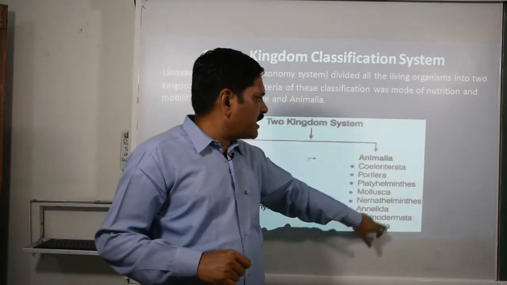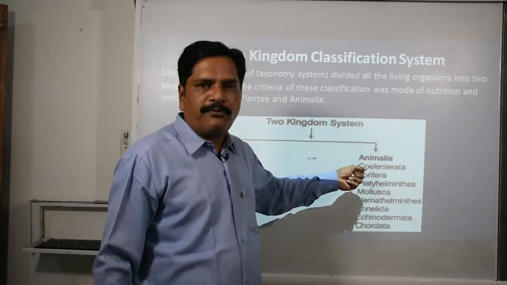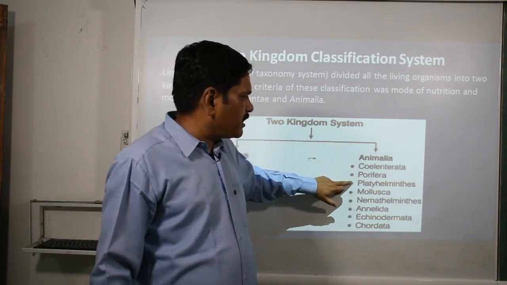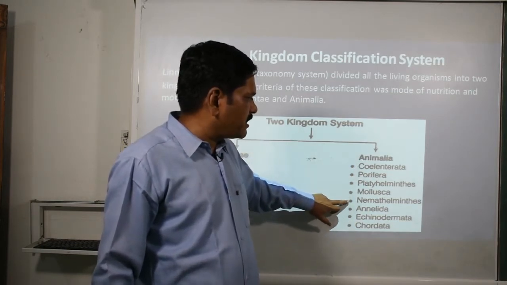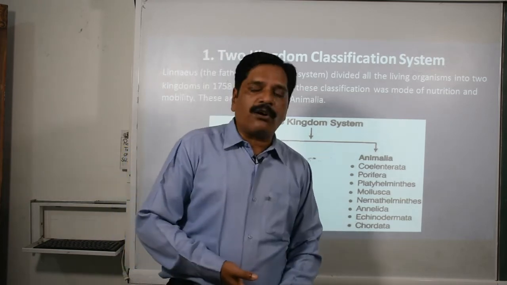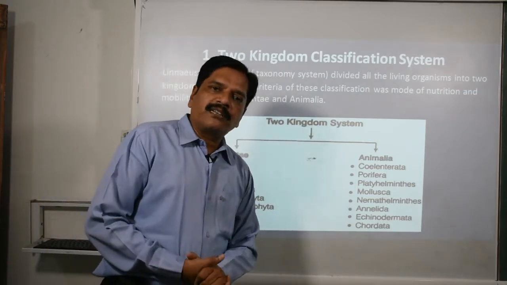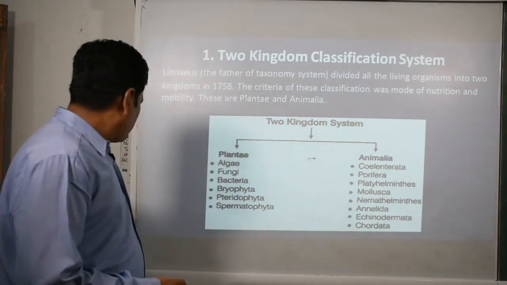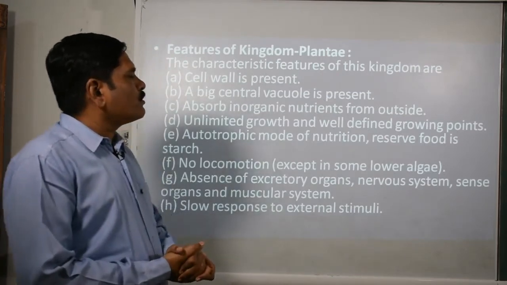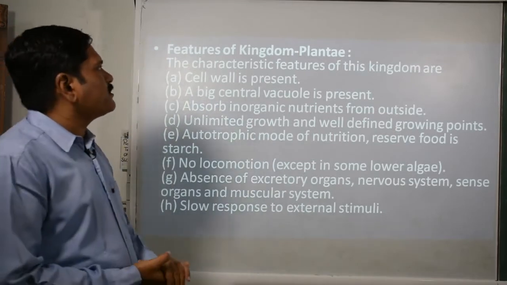Then the second group is Animalia. In this one you can see all these groups of organisms: coelenterates, porifera, platyhelminthes, molluscs, nematohelminths, annelids, echinoderms and the chordates. So there were these two categories of organisms: first the Plantae, and second the Animalia. Clear? So first of all, let us learn the features of Plantae.